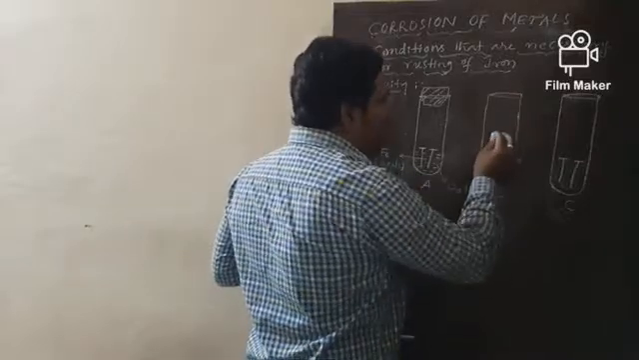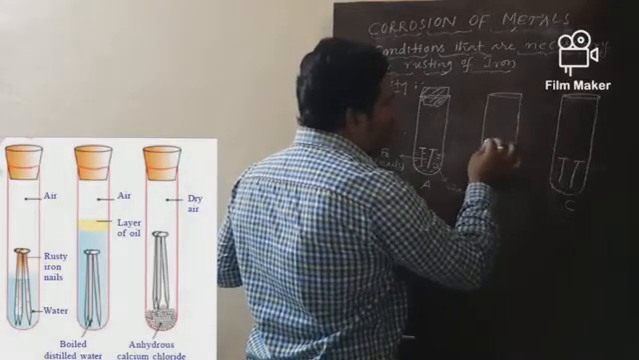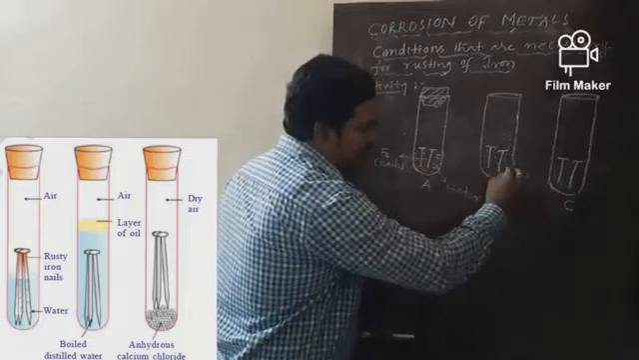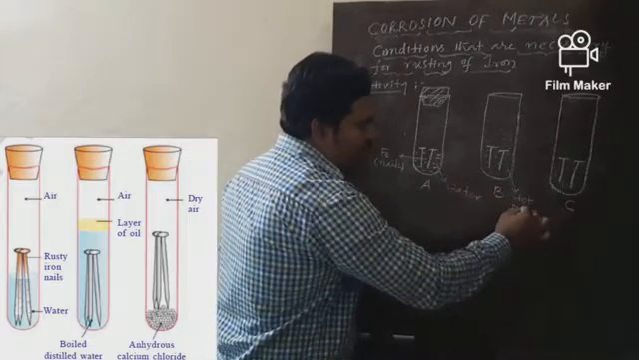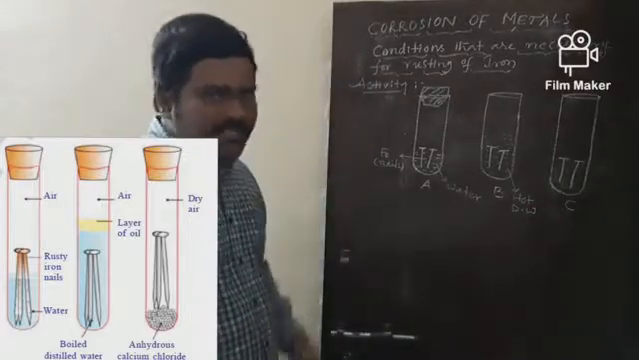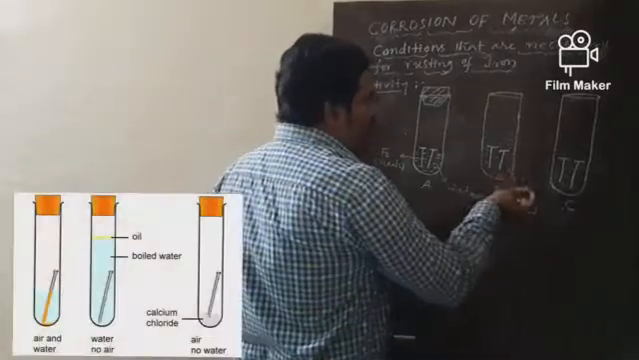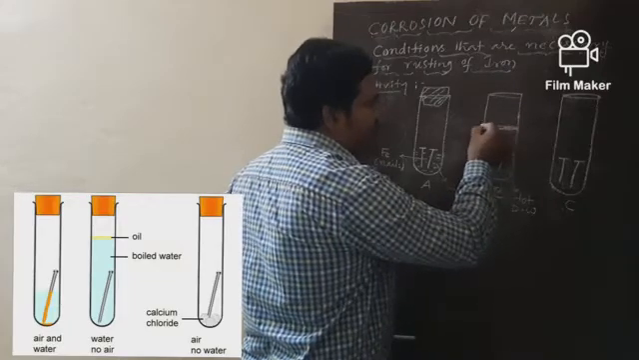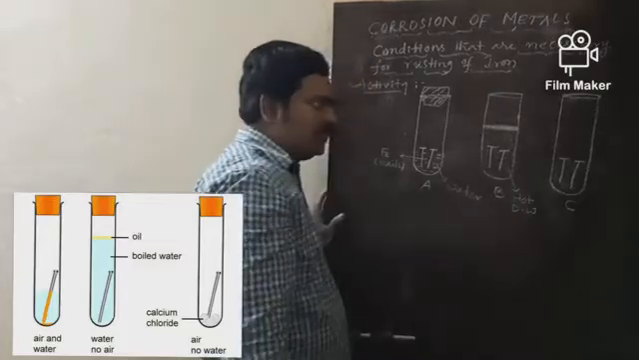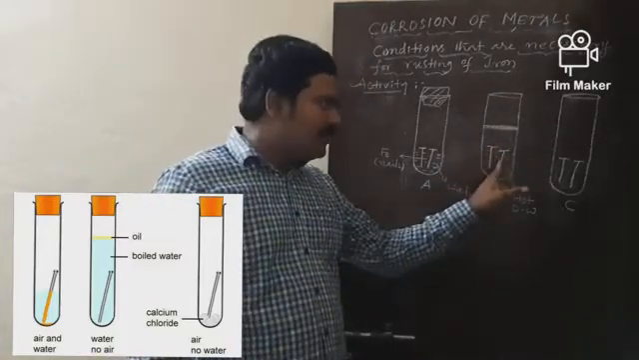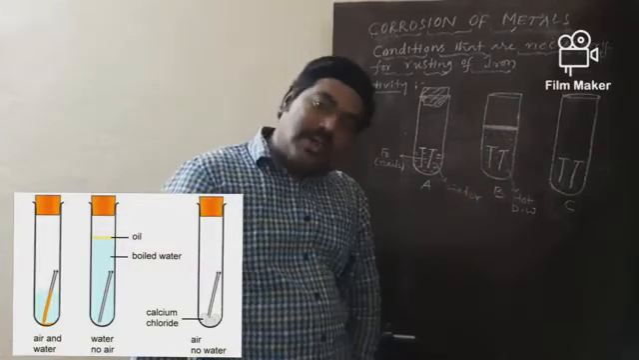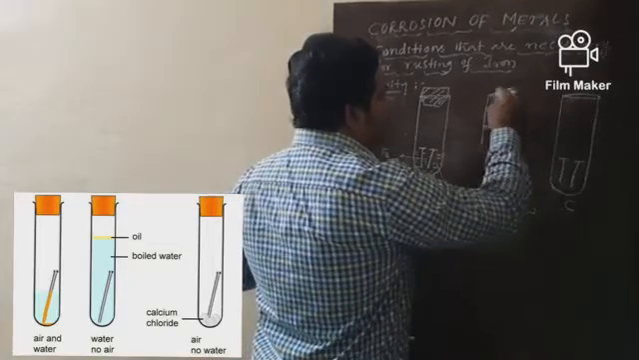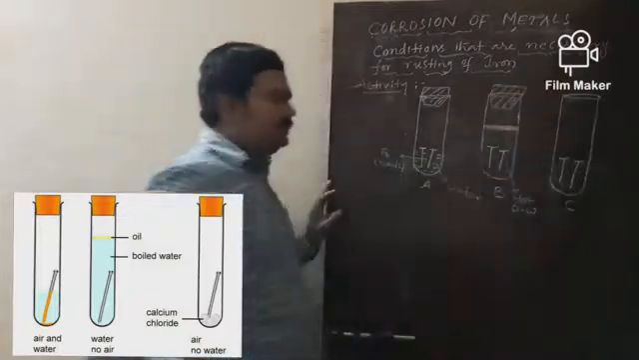Pour some distilled water, hot distilled water, in test tube B. So what is this? Hot distilled water. Hot DW. DW means distilled water, in test tube B. And along with this hot distilled water, pour 1 ml of oil, so that this oil floats on the surface of the water as a layer and cuts short the supply of air. And cork it immediately. Yes, we are providing the cork also like this.